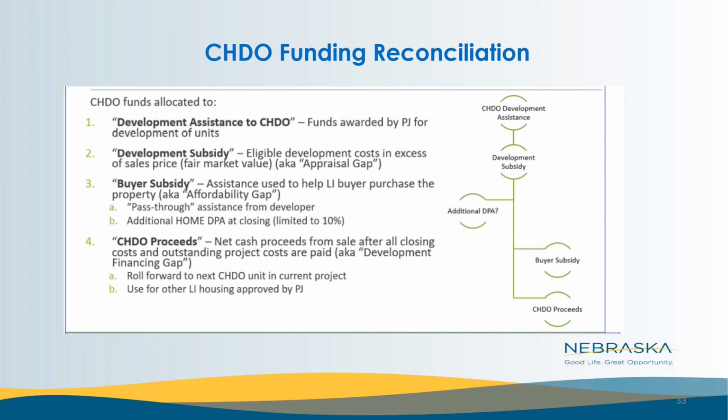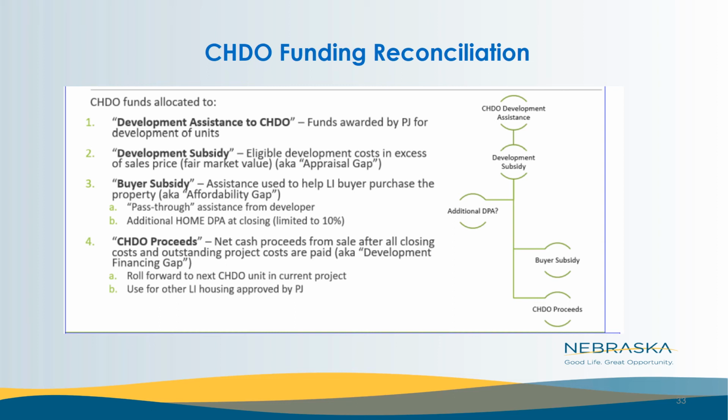And HUD calls this a development subsidy, written off and not passed through to the buyer. So excess costs are not recoverable. This is called development subsidy. Your buyer subsidy is assistance used to help the low-income buyer purchase the property, also known as the affordability gap. The pass-through assists from the developer, additional HOME DPA at closing, which is limited to 10%. So the buyer subsidy are any funds from HOME source that have been used to help the buyer purchase the property. The difference between the sales price plus closing costs plus any money brought to the table, which is the first mortgage and any cash contribution.